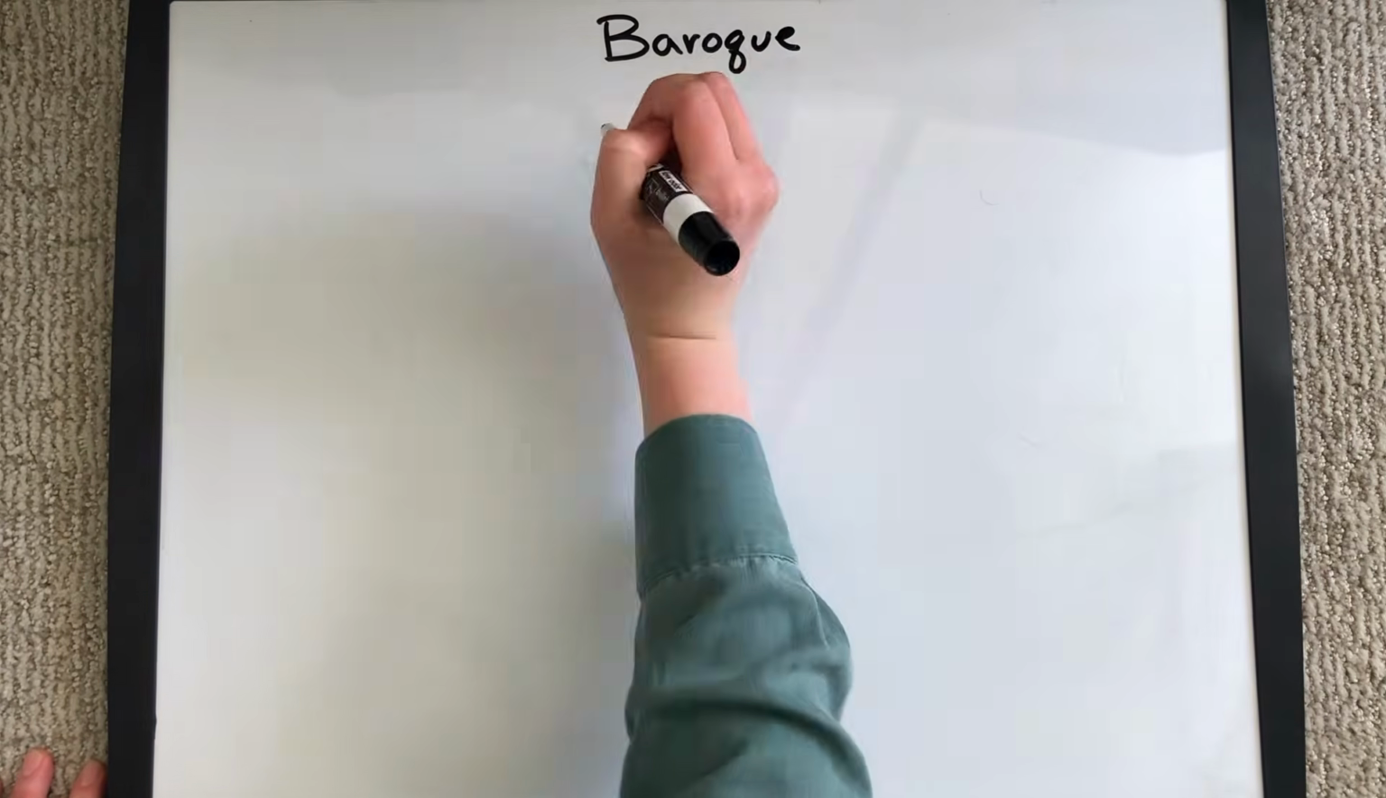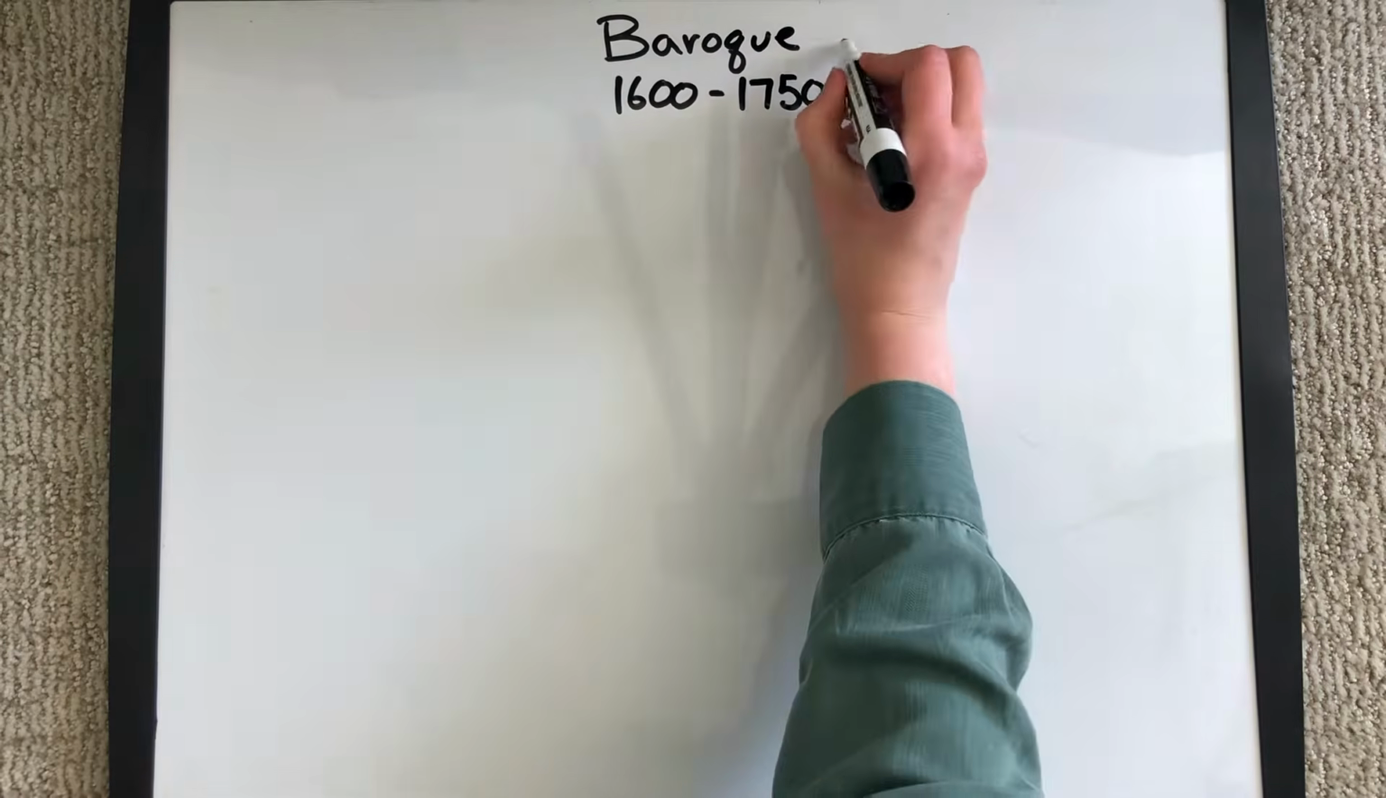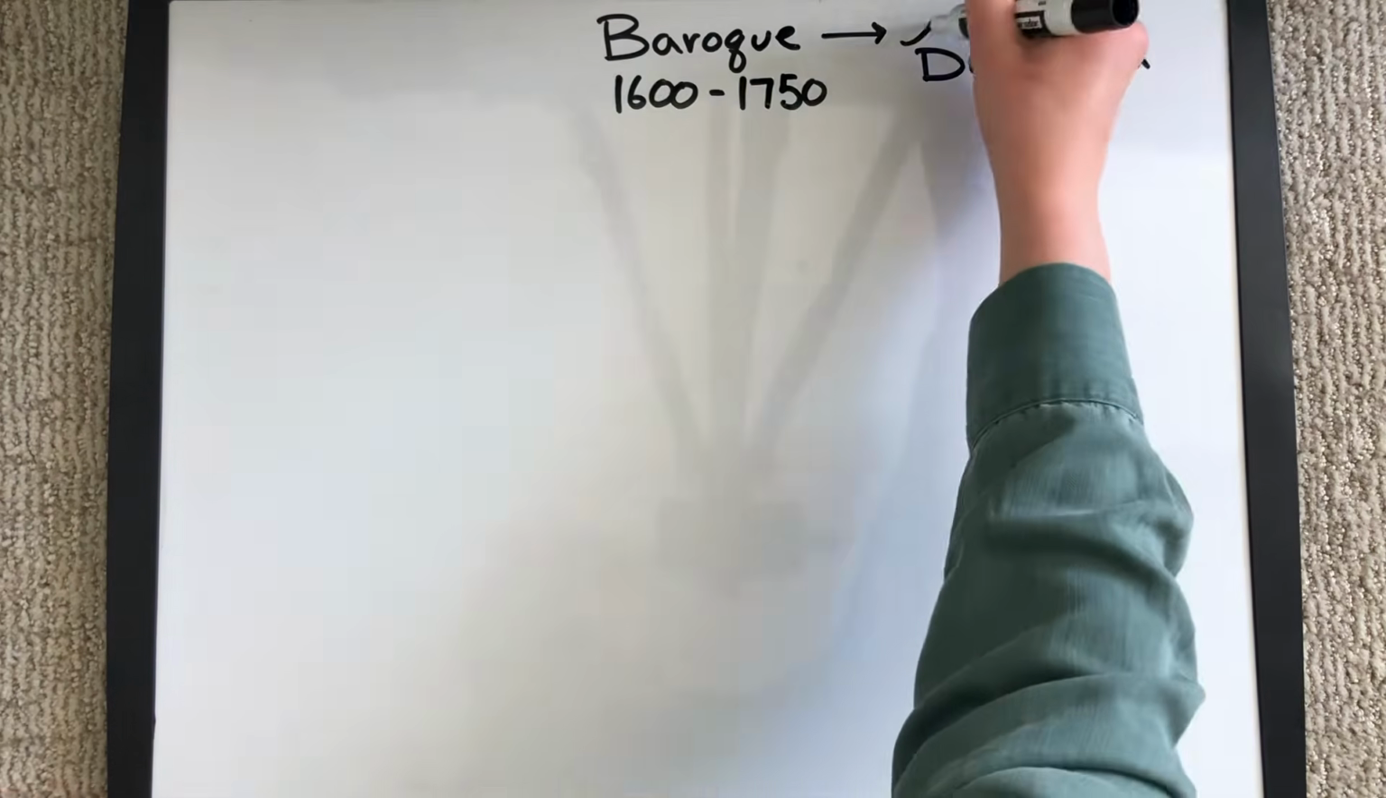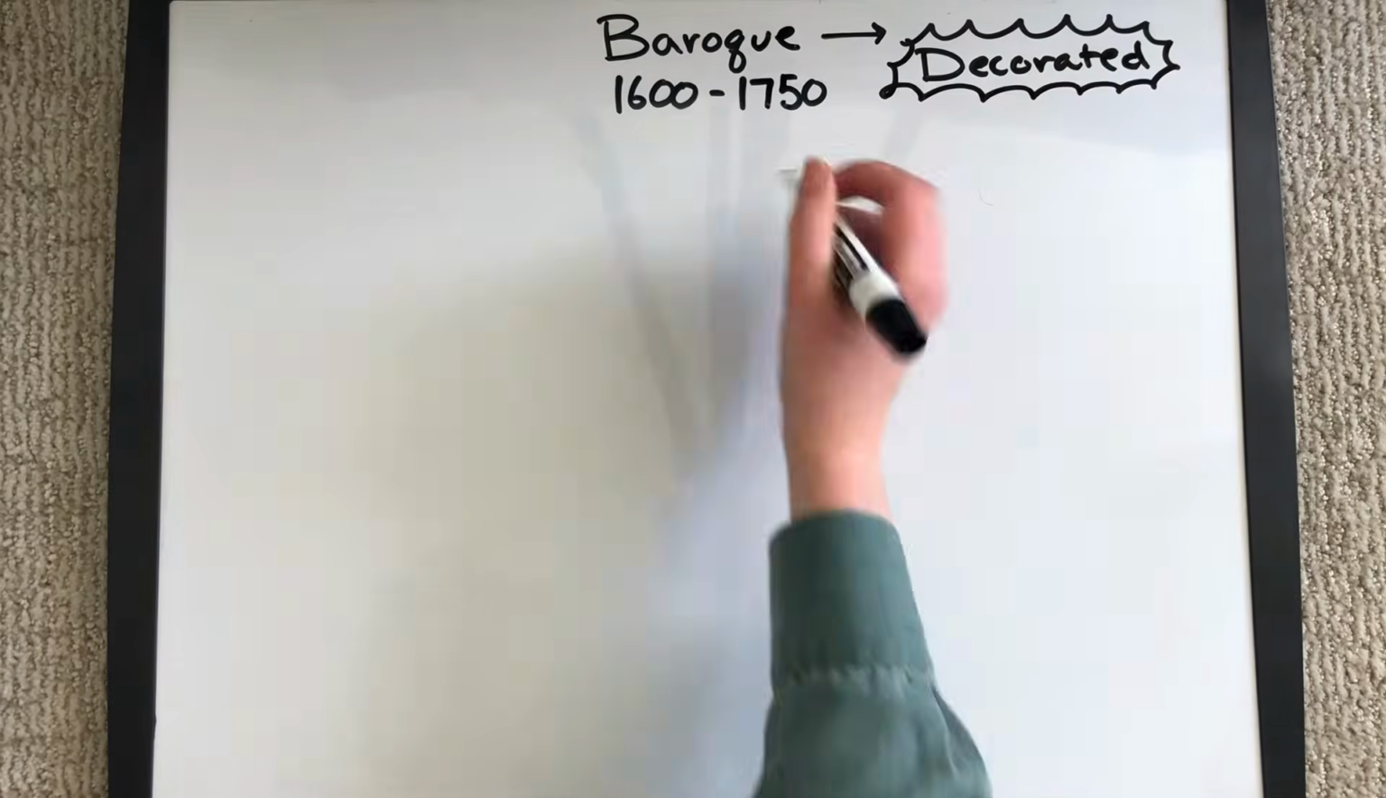Today we are going to do a very brief overview of Baroque music. Now the Baroque period was from 1600 to 1750, and the word Baroque means decorated, so keep that in mind, it will keep coming back.